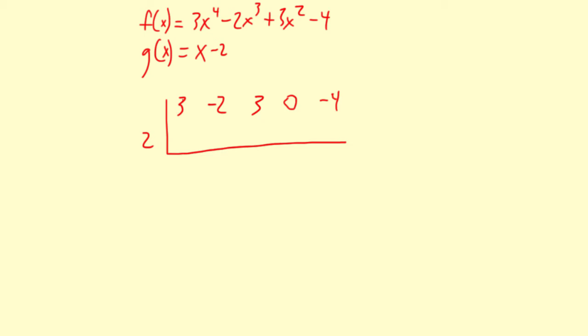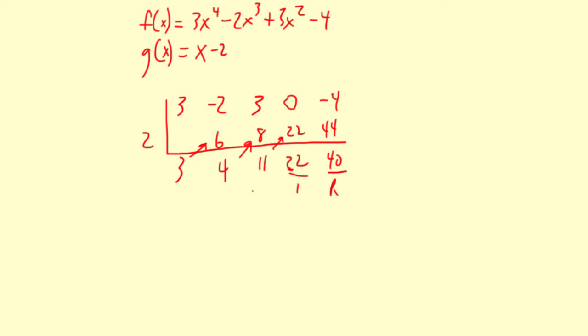Okay, so then you go through the process. Bring down the 3. 3 times 2 is 6, so the 6 goes here. Negative 2 plus 6 is 4. 4 times 2 is 8. 8 goes here. 3 plus 8, 11. Multiply. 2 times 11, 22. Add. 2 times 22 is 44. Add to get 40. Then what you can do is you get your quotient, which is your answer that you get when you divide. This 40 here, this is the remainder.